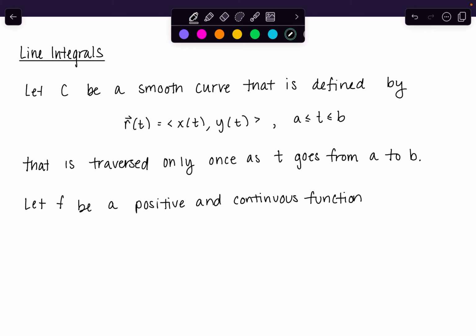Now, if you think of this R of t, it's giving you a bunch of different xy coordinates for that curve. I want to make sure all of those xy coordinates can be plugged into this function. So I want it to be positive and continuous and defined on the curve C. That basically means every single one of these xy endpoints of this vector can be plugged into this function to get a z value as an output.